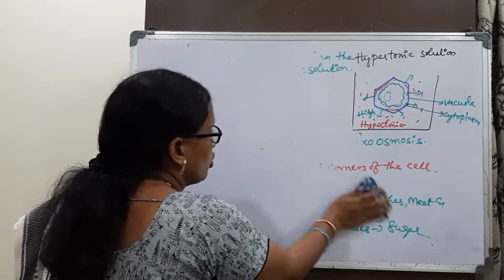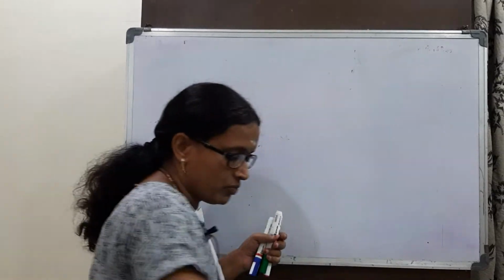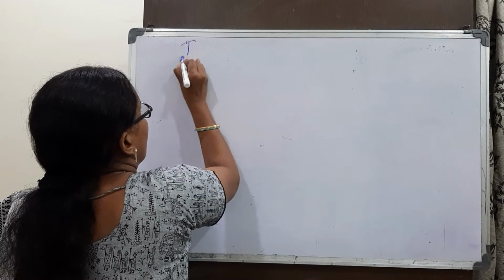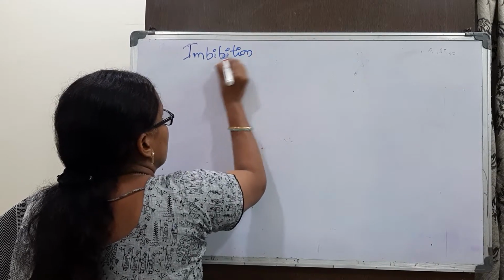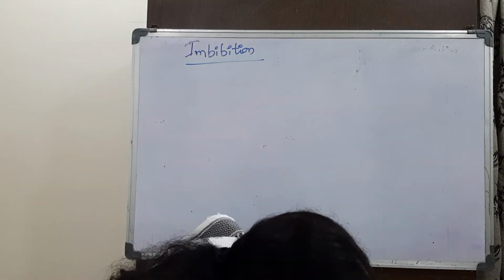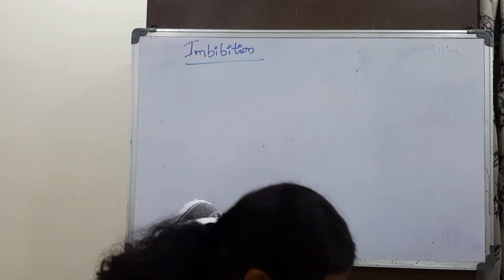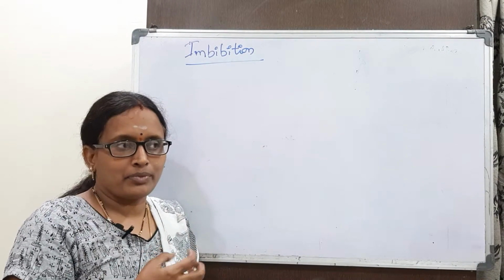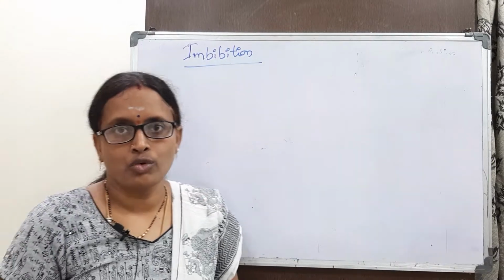There is one more simple process, that is a diffusion type of process, that is imbibition. So this is the imbibition process. Generally, when seeds are kept in the water, what we observe is that seeds absorb the water.